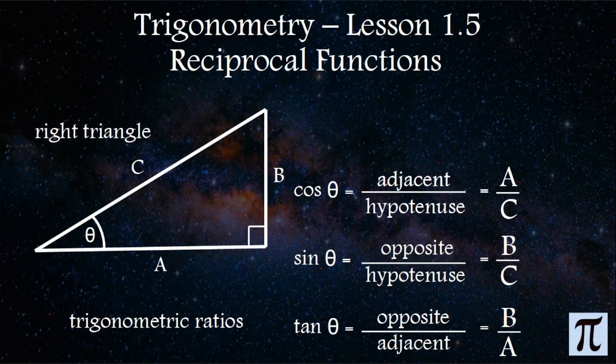In our previous lessons we've gone over the three main trigonometric functions: cosine, sine, and tangent. Using the right triangle here as a reference, we know that the cosine is adjacent over hypotenuse, or A over C. Sine of theta would be opposite over hypotenuse, or B over C. And the tangent would be the opposite over the adjacent, or B over A.